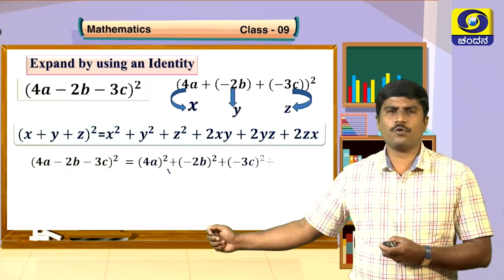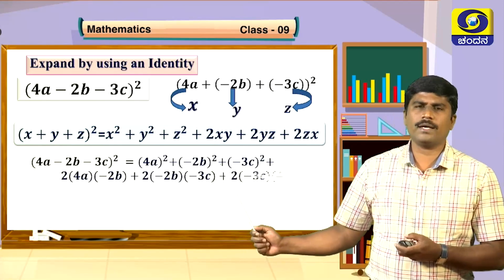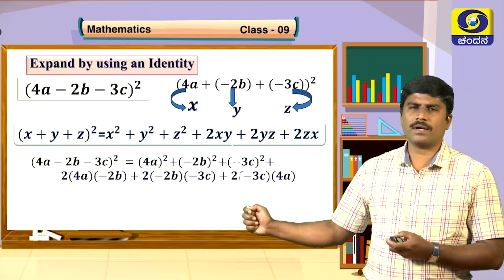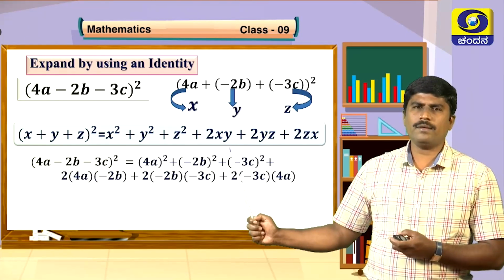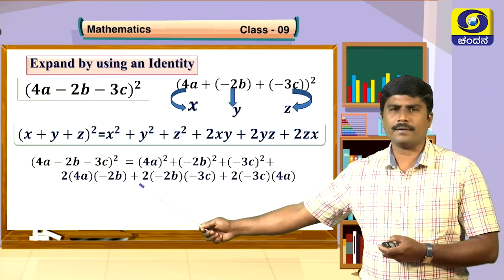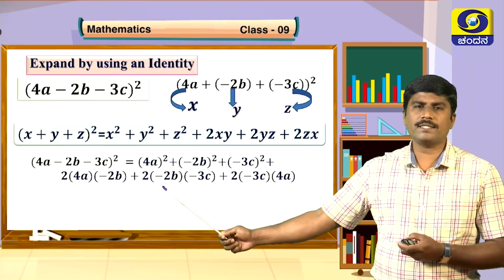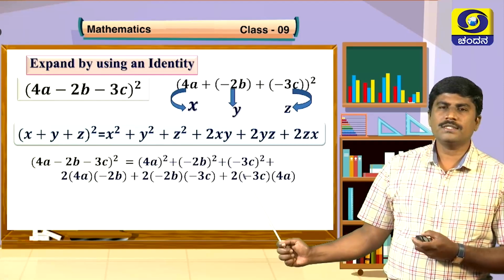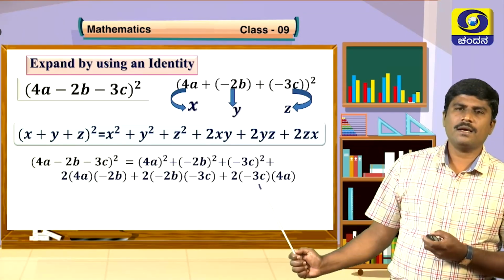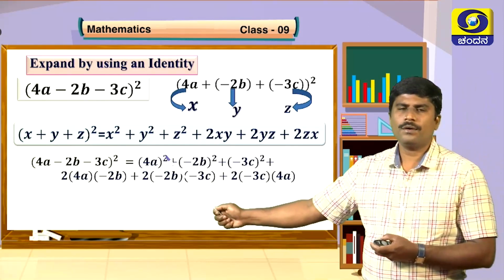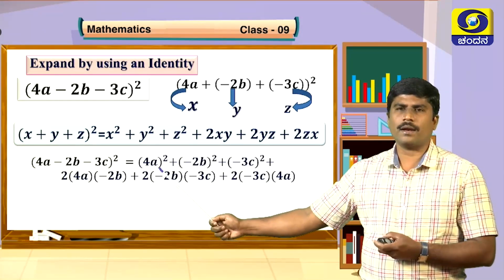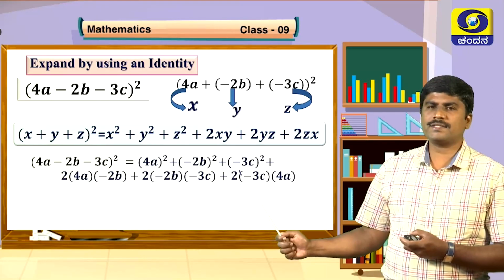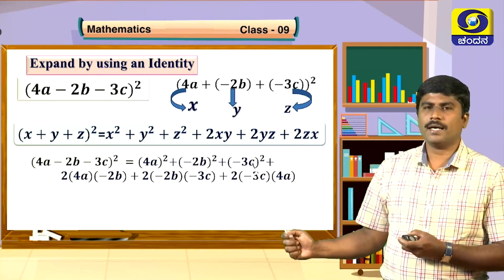So here x means 4a whole square, y means minus 2b whole square, and z means minus 3c whole square, plus 2xy, where x is 4a and y is minus 2b, plus 2 into yz, where y is minus 2b and z is minus 3c, and again 2zx, where z is minus 3c and x is 4a. 4 square becomes 16a square, minus 2 whole square gives 4b square, and minus 3c whole square gives 9c square.